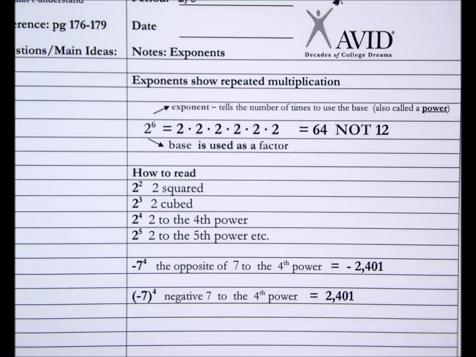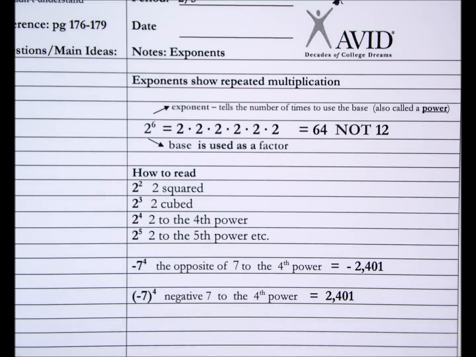Another important thing you have to remember about exponents is the negative sign. It's a little different. If you see an exponent like this, negative 7 to the 4th power, it is really read the opposite of 7 to the 4th power. So 7 to the 4th power is 2,401, and its opposite is negative 2,401.